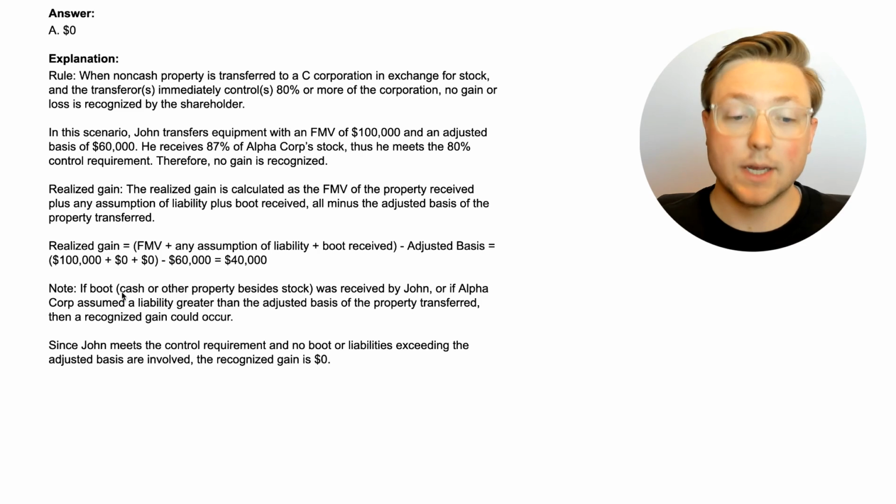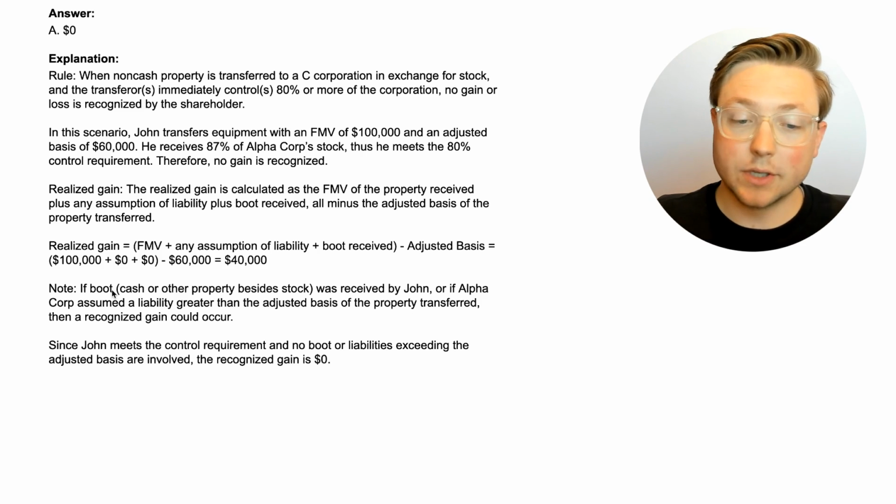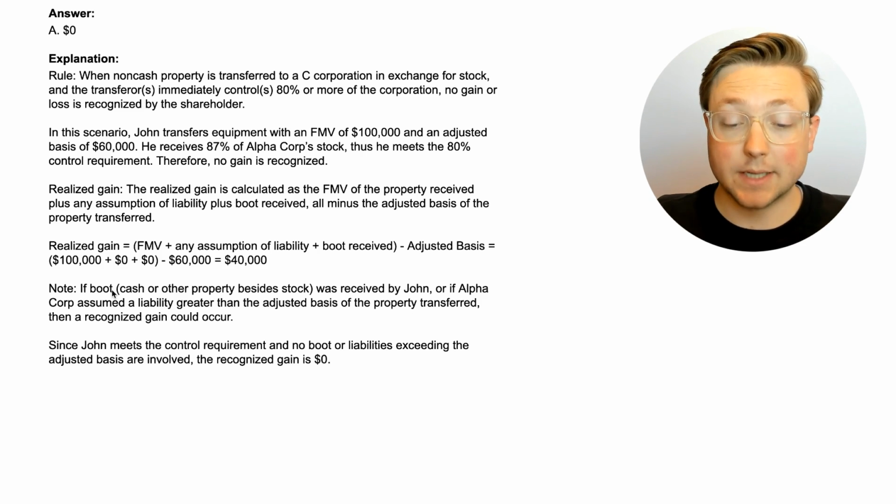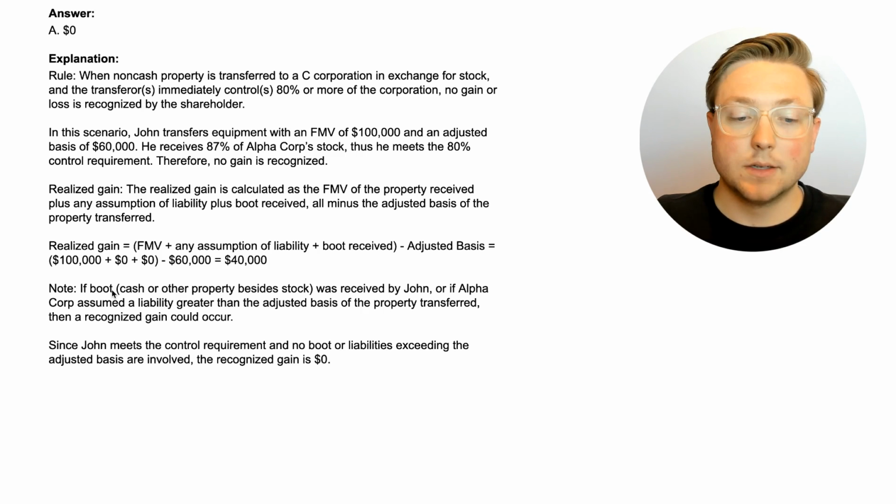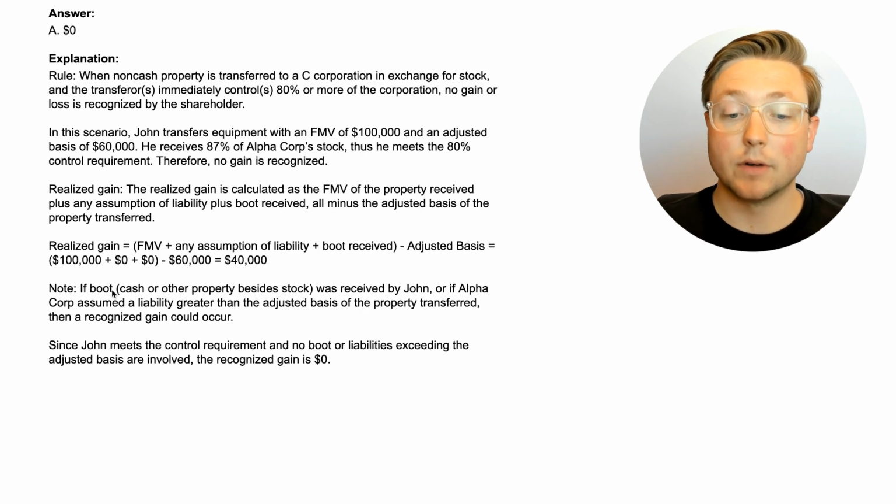Now, one note, if boot, which again is usually cash or other property received besides stock, was received by John, or if Alpha Corp assumed a liability greater than the adjusted basis of the property transferred, then a recognized gain could occur. Since John meets the control requirement and no boot or liabilities exceeding the adjusted basis are involved, the recognized gain is still $0.